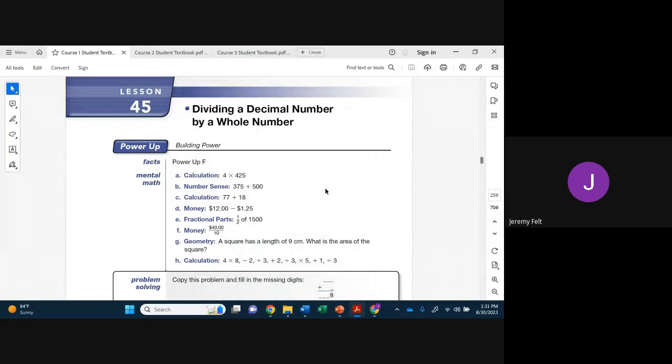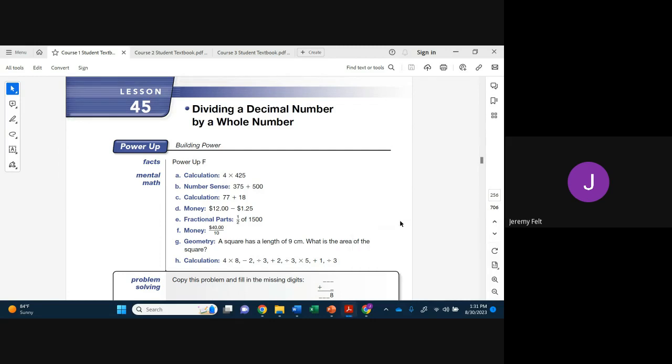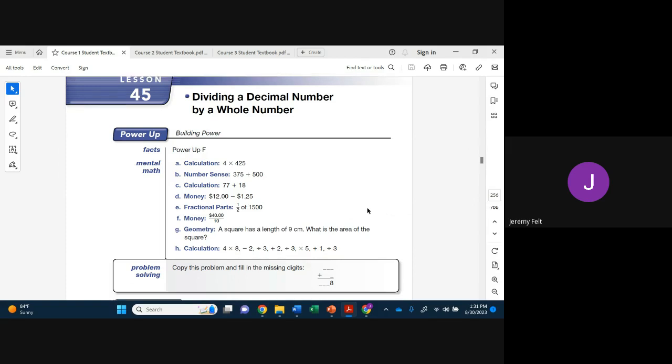Okay, so lesson 45, we're dividing a decimal number by a whole number. We talked in the previous video about how we can manipulate division problems to make them a little bit easier to perform the calculation. We also talked about multiplying decimal numbers, how we just multiply and then account for the decimal. Division is going to be a little bit different.